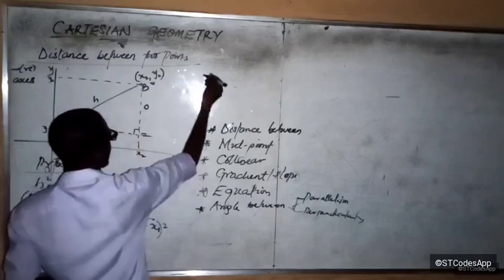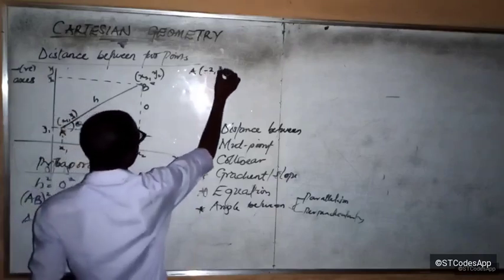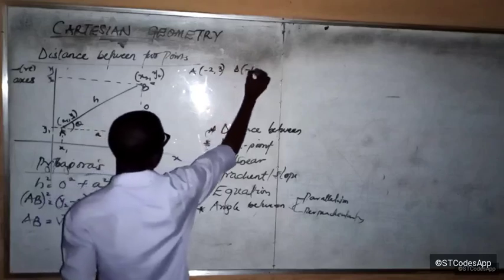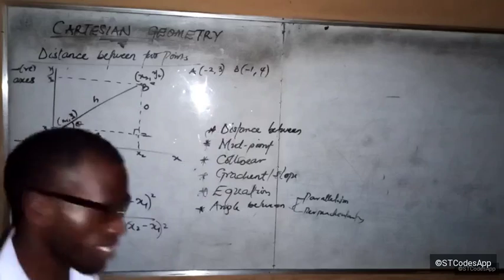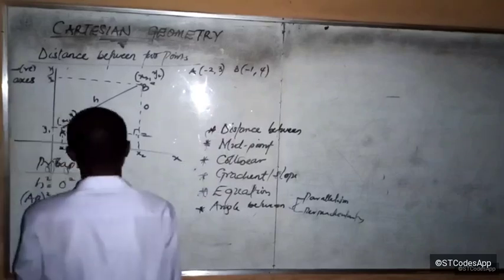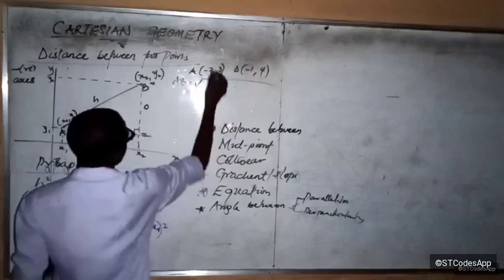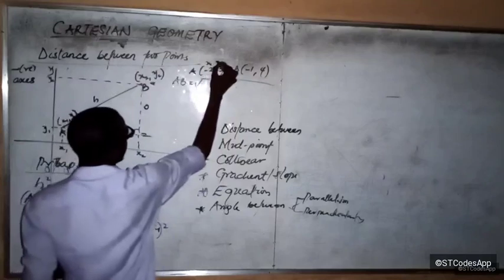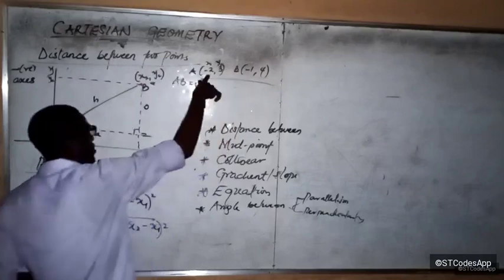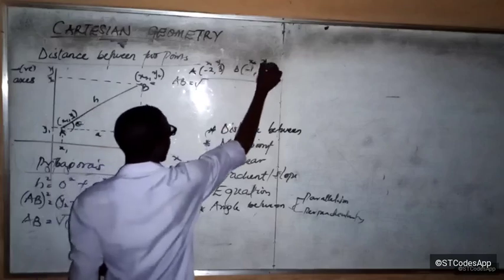So if you have to find the distance between 2 points, A with the coordinates minus 2 and 3, and B with the coordinates minus 1 and 4, how do you find the distance? You basically use our formula. AB will be equal to what? The square root of. So the first thing to do is to label. So this will be our x1 and this will be our y1. Remember I told you it's always x before y. So this will be our x2 and y2.